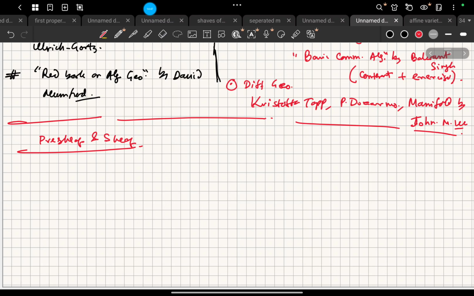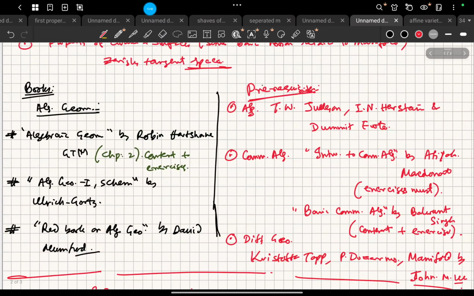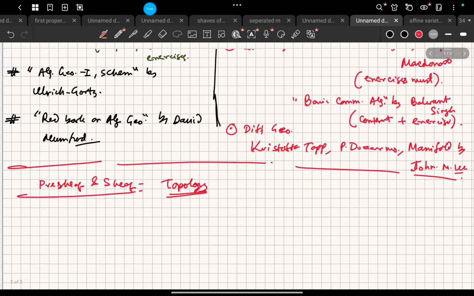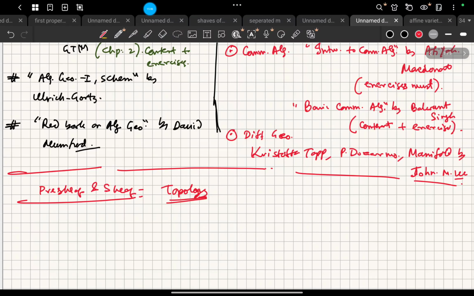I believe that you are free to deal with topology. If not, I haven't included it here, but if not, then let me add here Munkres is enough, or maybe Simmons.